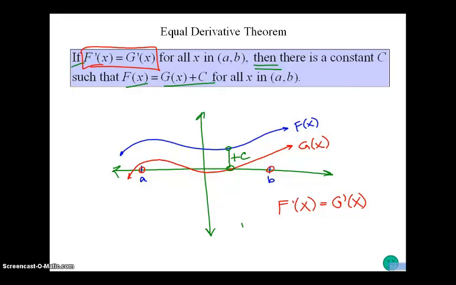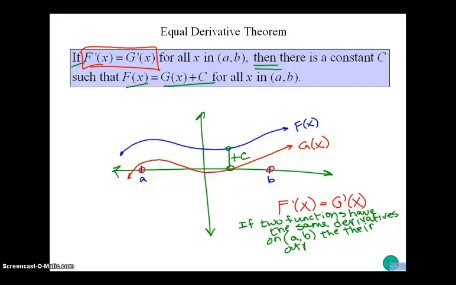In other words, this simply says if two functions have the same derivatives, which means slopes, on an open interval, then their outputs differ by the same constant value on the whole interval.